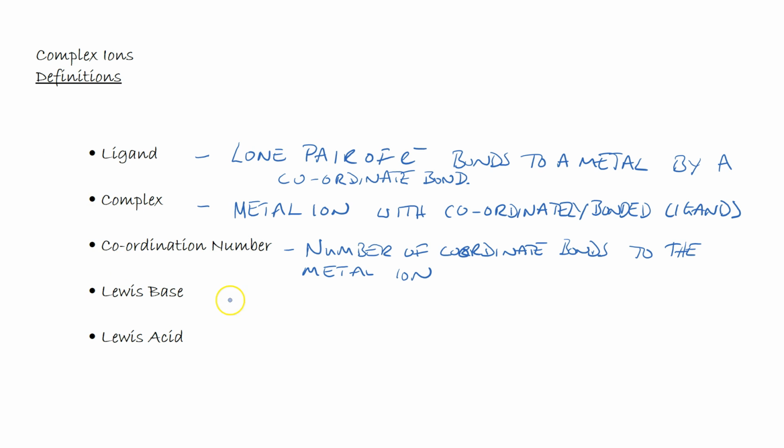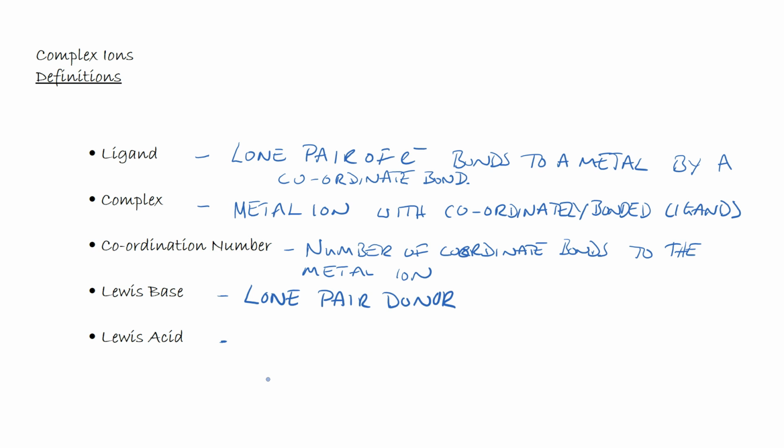And we've now got a slightly different description of an acid and base. Previously we talked about Bronsted-Lowry acid and base, where we described a proton donor and a proton acceptor, but a Lewis base we discuss as a lone pair donor. We can also describe Bronsted-Lowry bases as Lewis bases because they donate a lone pair of electrons to a proton.